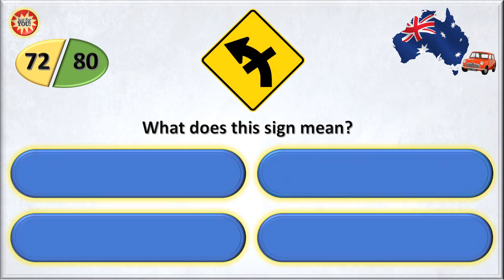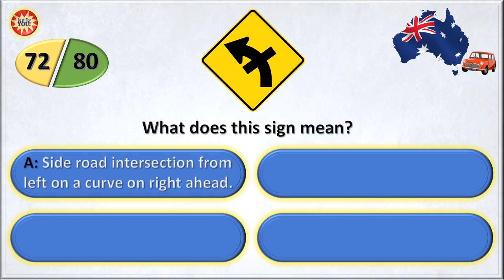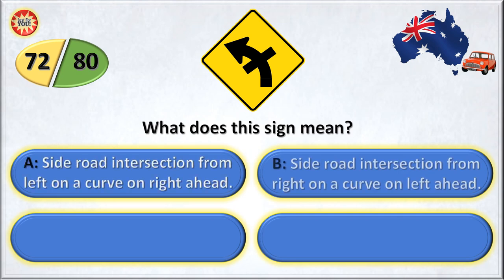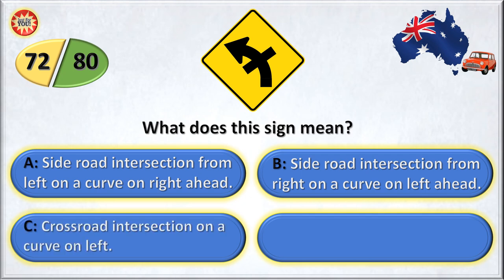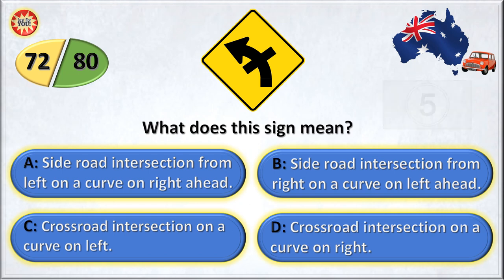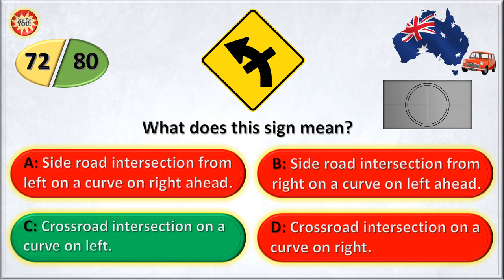What does this sign mean? Side road intersection from left on a curve on right ahead. Side road intersection from right on a curve on left ahead. Crossroad intersection on a curve on left. Crossroad intersection on a curve on right. Crossroad intersection on a curve on left.